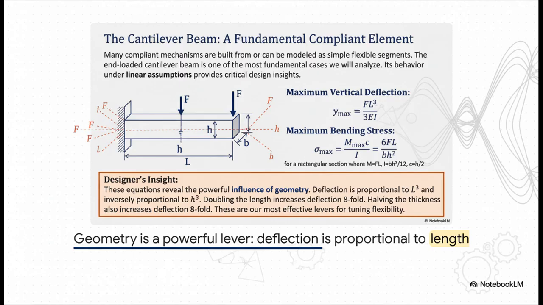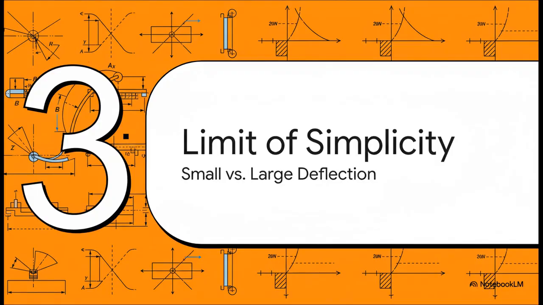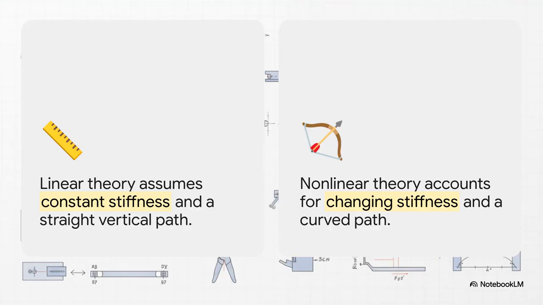It's incredibly powerful. So this linear theory is fantastic for building our intuition, right? But it's got a major flaw, a big one. It really only works for very, very small deflections. And as we know, the whole point of compliant mechanisms is to get large, intentional deflections. So we have to know where this simple model breaks down. And here's the difference in a nutshell. Linear theory makes 2 big assumptions, that the beam's stiffness stays constant and that its tip moves straight down.